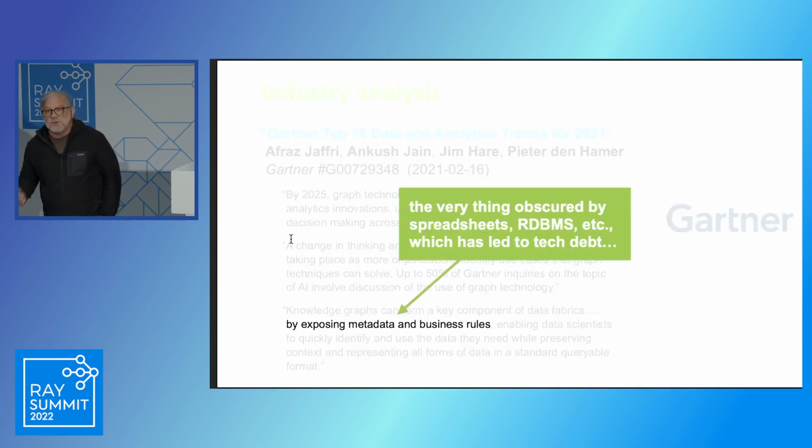So, one of the main points that Gartner made out of this in this report was that by exposing metadata and exposing the business rules of how you're using your data, this is where you really leverage a lot of the power of graph technologies.